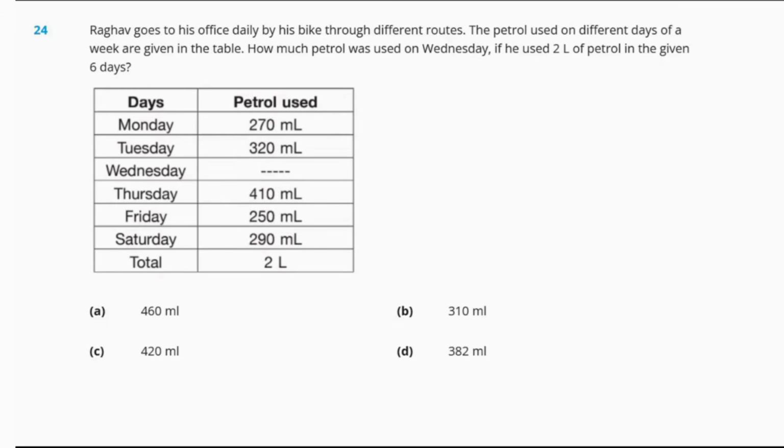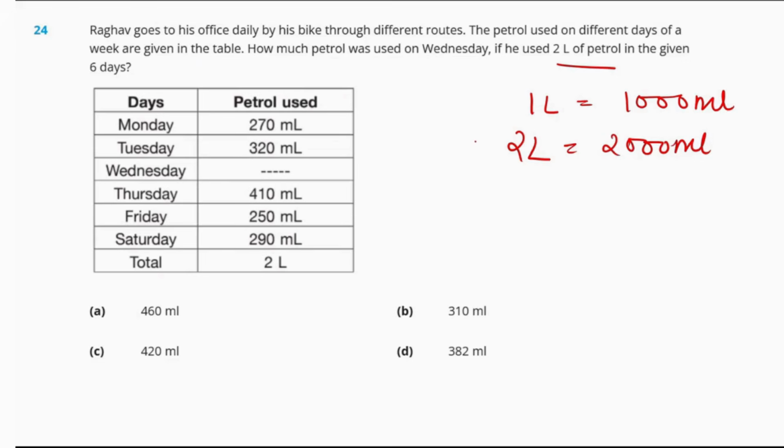Now in this table, we do not know how much petrol was spent by him on Wednesday, and we have to find that. And the other thing given to us is that for the 6 days, a total of 2 liters of petrol was used by him. Now, first thing is that 1 liter of petrol can be written as 1000 ml, right? So can we write 2 liters of petrol as 2000 ml? Yes, we can.